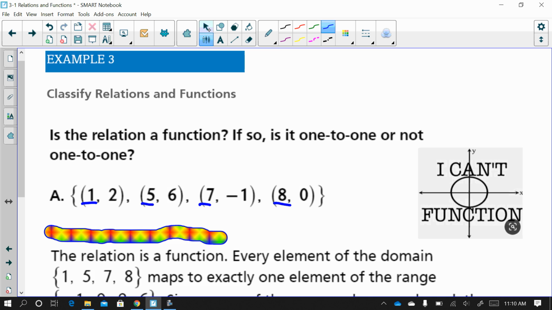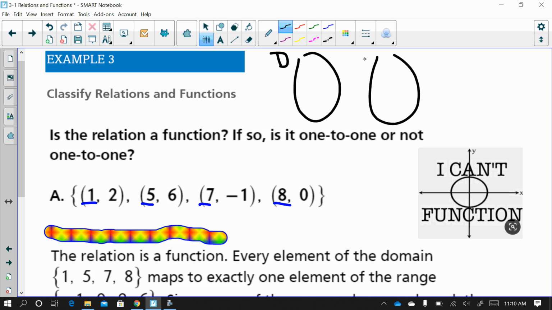Another easy way to tell if something is a function or not is to make a mapping. You guys did this in 8th grade. You do domain and range, and you just list the numbers. So we had 1, 5, 7, and 8. And the range we had, again, I'm going to put them in order, -1, 0, 2, and 6. Then I can draw my arrows to see how they connect. So 1 went to 2, 5 went to 6, 7 went to -1, and 8 went to 0. If I look at my x's, is there more than one arrow coming off any of those numbers? Absolutely not. So this would definitely be a function.